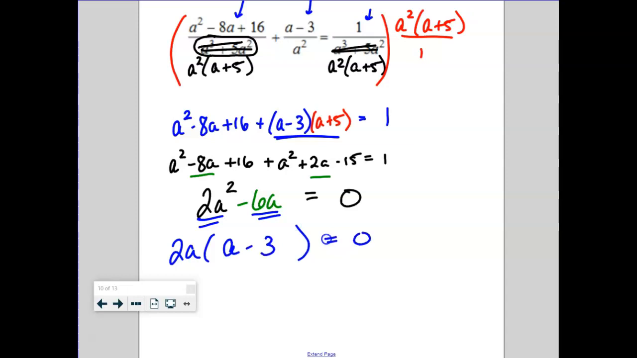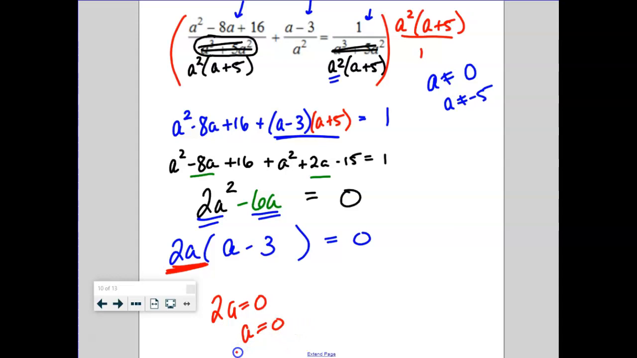Oh, you know what I forgot to do? Way back at the beginning, guys. Tell me what I can't have. Can't have 0, and I can't have negative 5. Look what we're about to get. If you set this guy equal to 0, it gives you a equals 0.